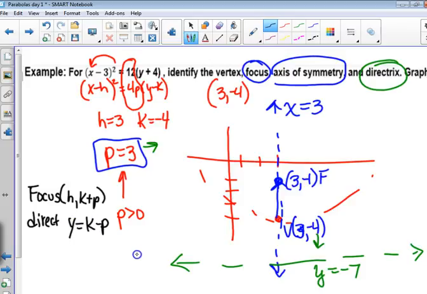Okay. If you had that right in front of you on your sheet, could you have just put in these numbers? 3, and then added those together and you get -1. There's your focus. y equals -4 minus 3 is -7. Okay? Am I tying together the recipe and the concepts for you?